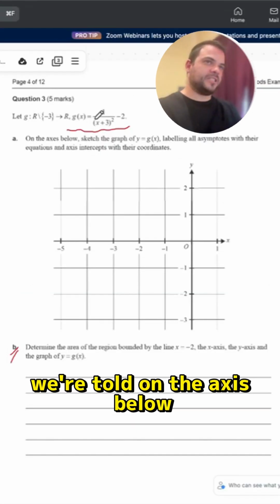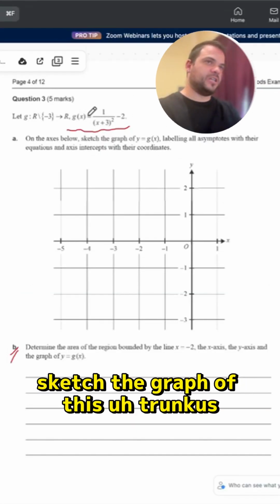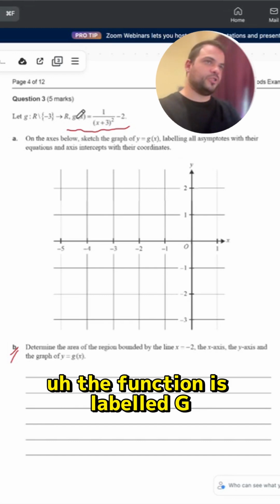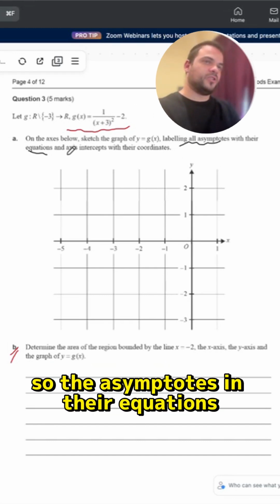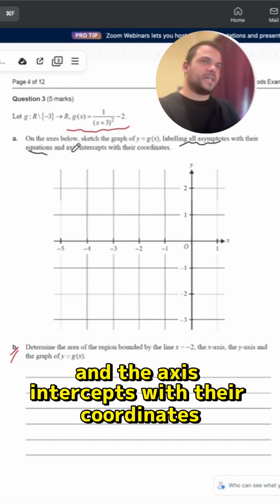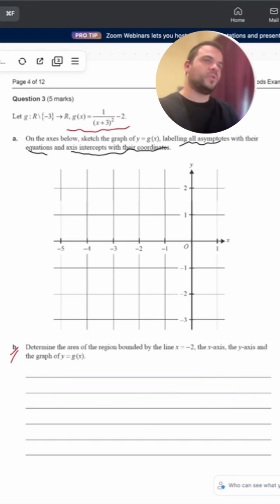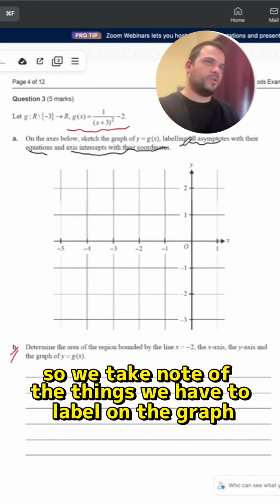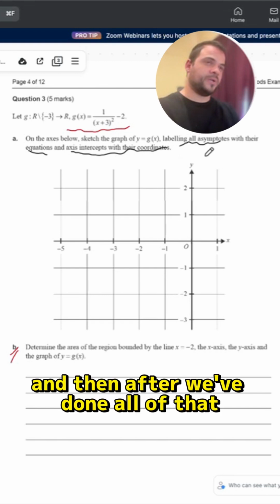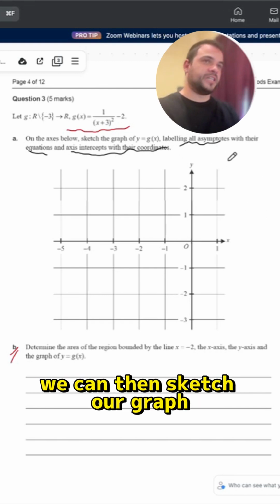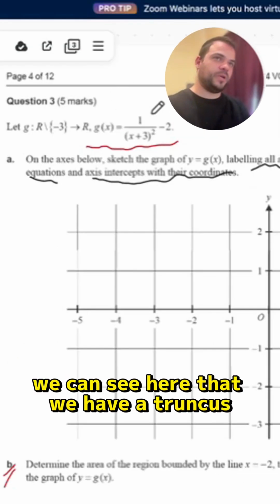We're told on the axis below to sketch the graph of this truncus. The function is labeled g, labeling all their asymptotes with their equations, and the axis-intercepts with their coordinates. So we take note of the things we have to label on the graph. We then calculate the asymptotes and the coordinates, and after we've done all of that, we can then sketch our graph. Looking at the function g, we can see here that we have a truncus.